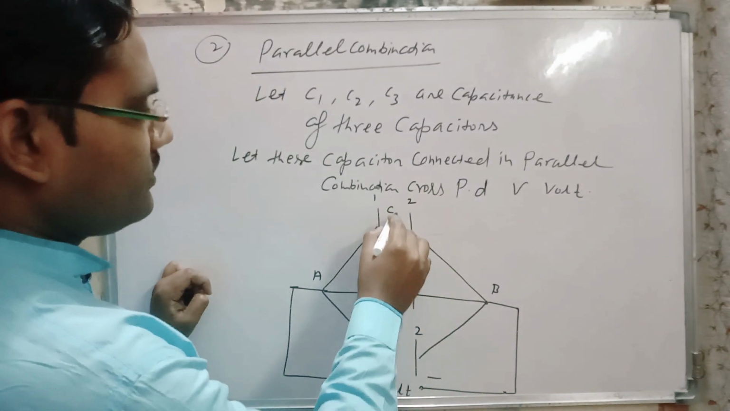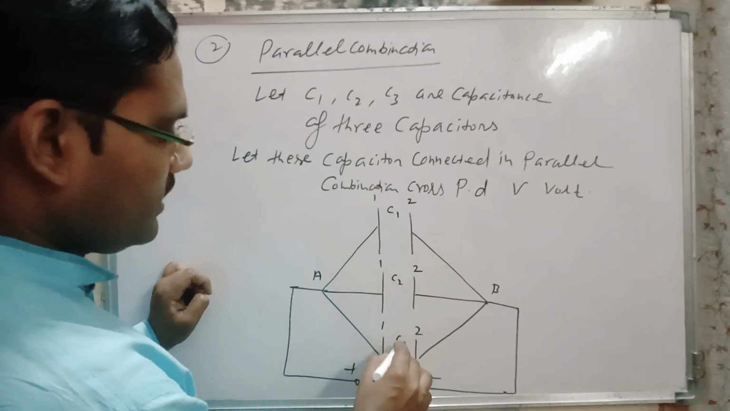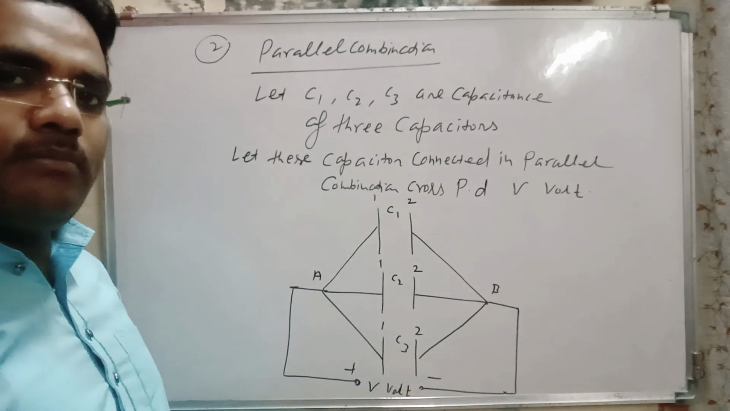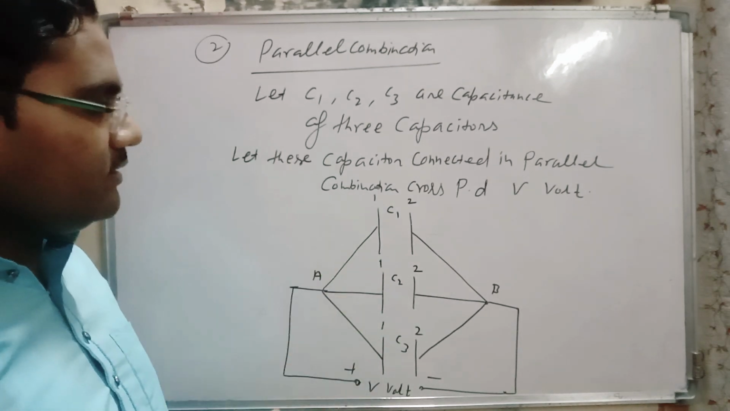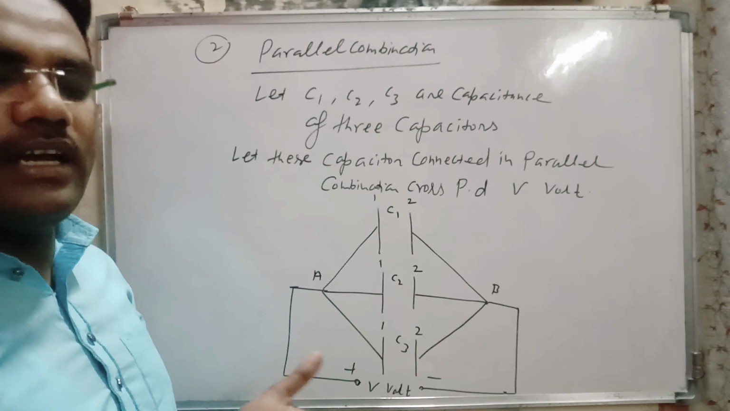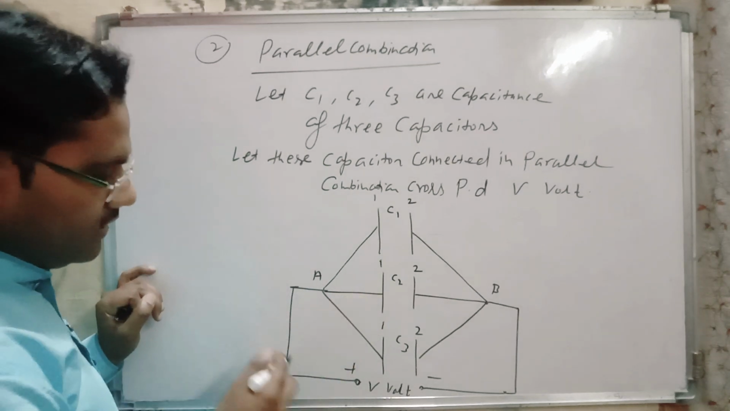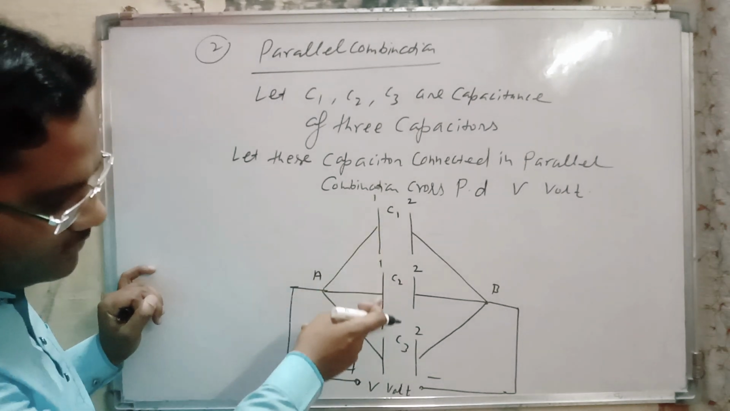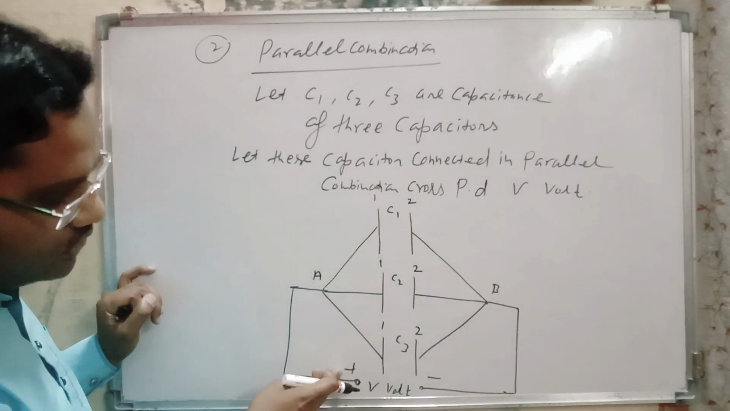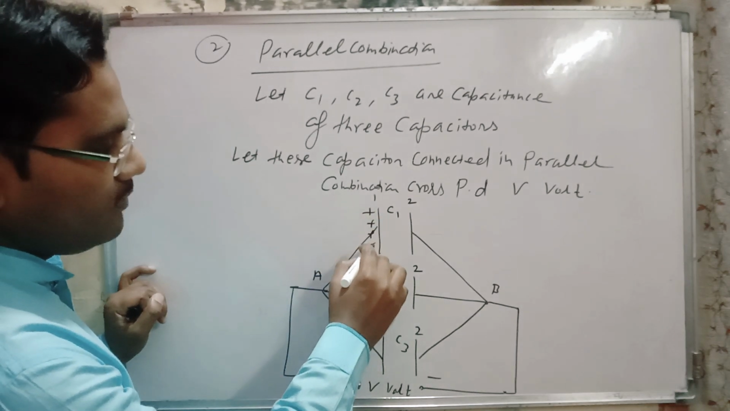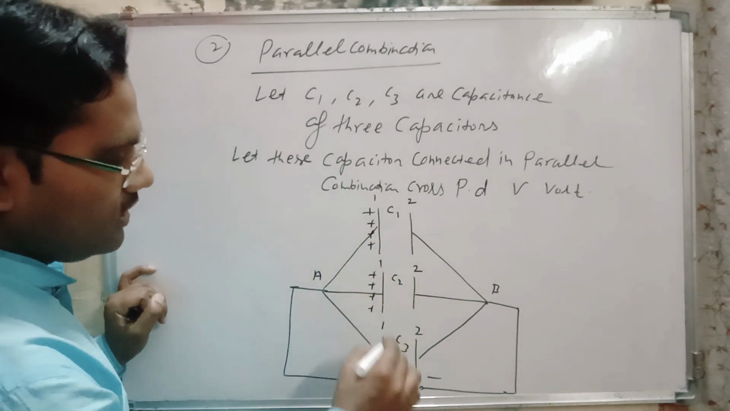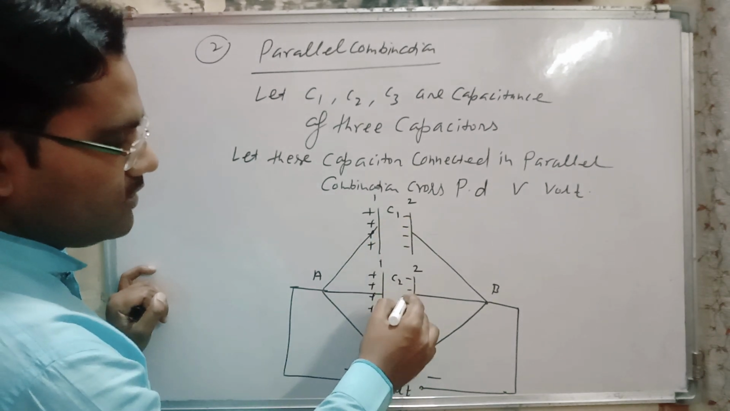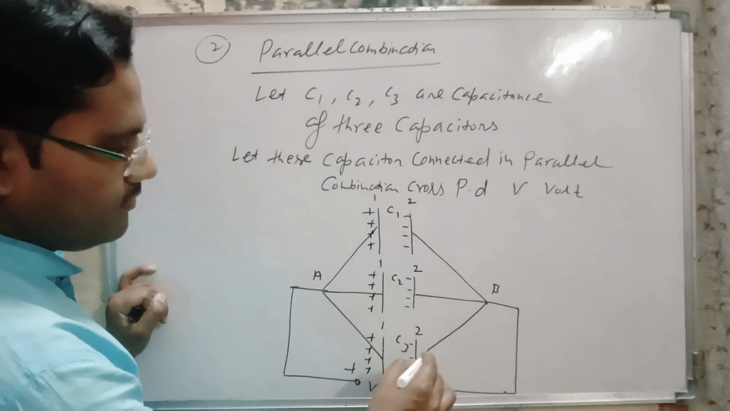Let the capacitors have capacitance C1, C2, C3. In parallel combination, same sign charged plates connect at a single point. So here this one is the positive terminal and the first plates of these three capacitors connect with positive. That means this has positive charge, this has positive charge, this has positive charge, and due to induction this has negative charge, this has negative charge, this has negative charge.